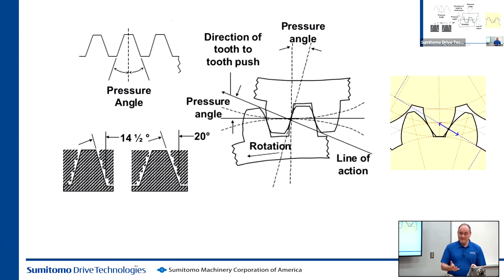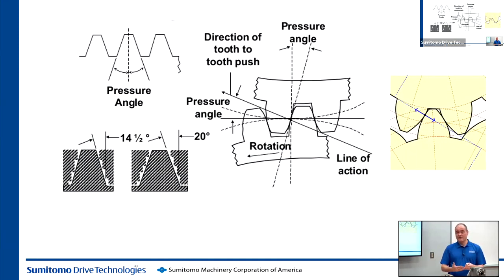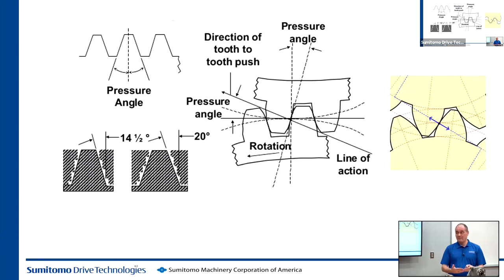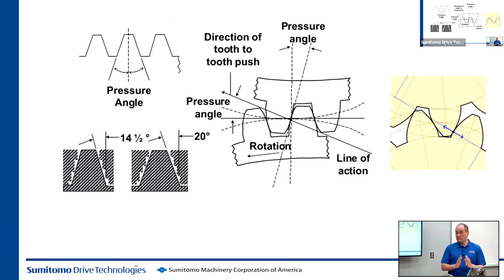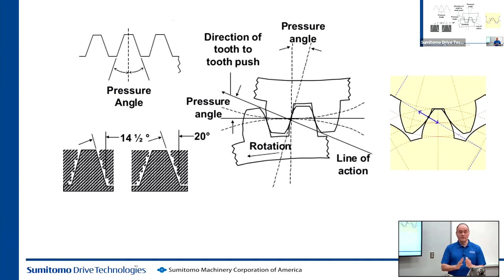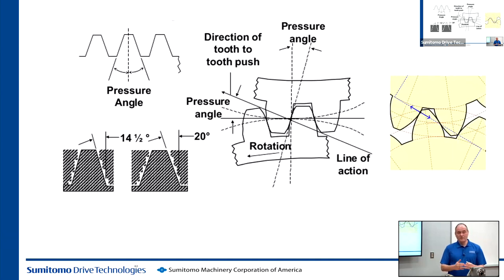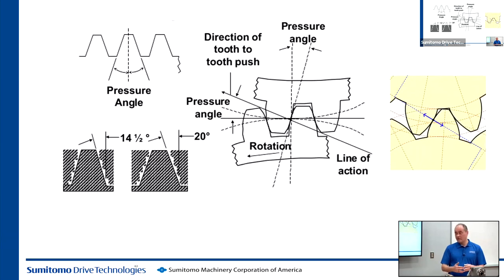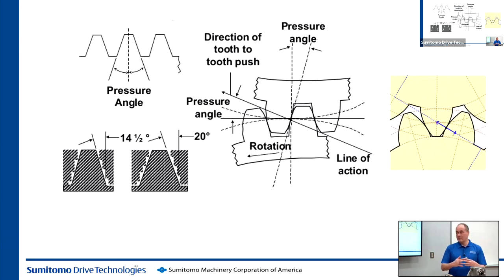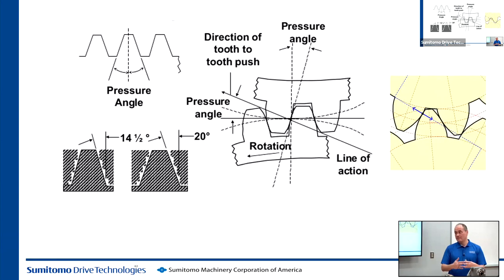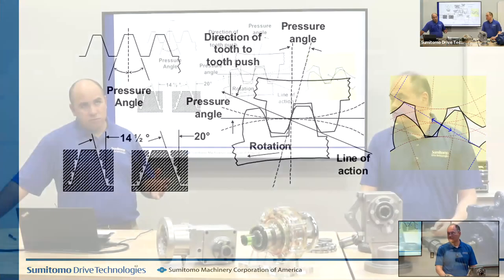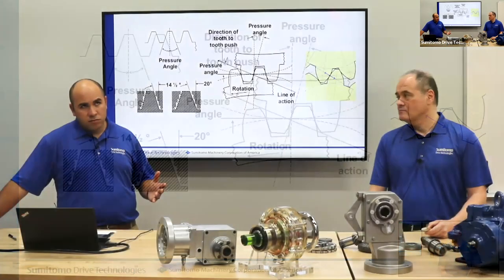So in the 1950s, 1960s, 14.5 degree pressure angles were very, very common. And those have smaller, skinnier teeth, but they're also very quiet. The industry has moved towards 20 and 25 degree pressure angles. Those have wider, thicker teeth and are somewhat noisier. So bigger pressure angle is a good thing, or?